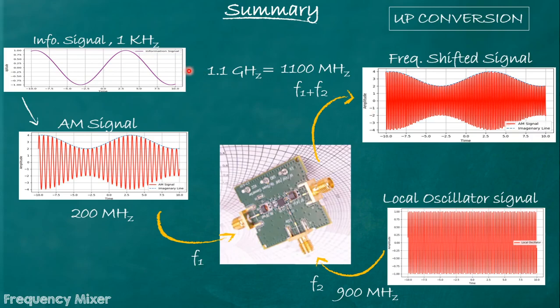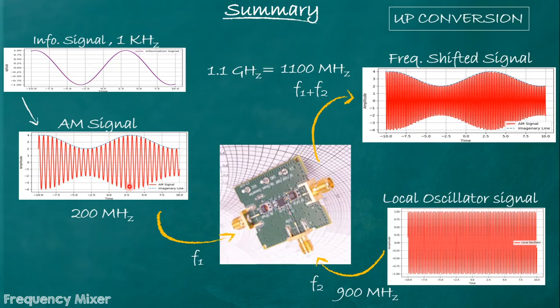Let us consider that our low frequency information is modulated with a carrier of 200 megahertz, and let us assume that we want to shift this megahertz frequency into gigahertz. So we want to change the frequency of the carrier from 200 megahertz to some gigahertz. We can achieve this with the help of a mixer. We have to perform up conversion, and we know from the theory that for up conversion we have to tune our filter to the frequency f1 plus f2.